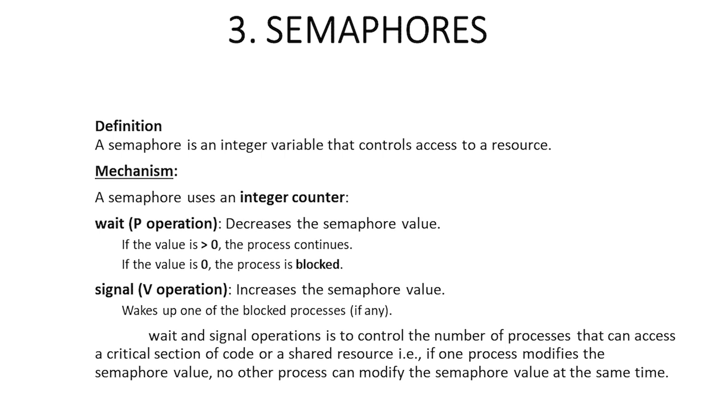The wait, or P, operation decreases the semaphore value. If the value is greater than 0, the process continues. If the value is less than 0, the process is blocked. The signal function increases the semaphore value and wakes up one of the blocked processes, if any. The wait and signal operations control the number of processes that can access a critical section of code or shared resources. If one process modifies the semaphore value, no other process can modify the semaphore value at the same time.